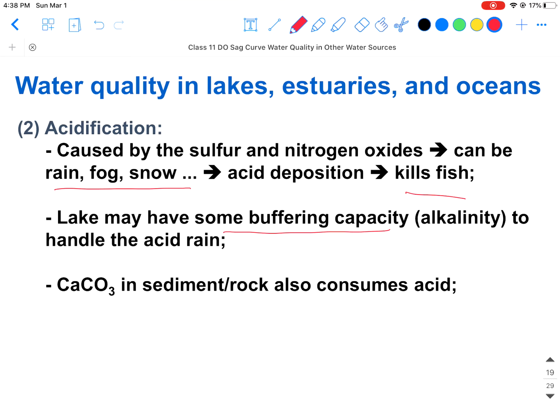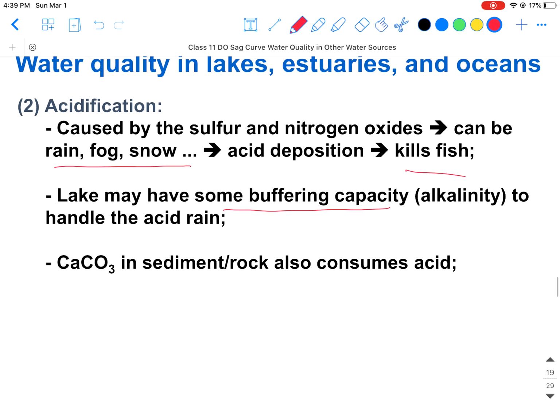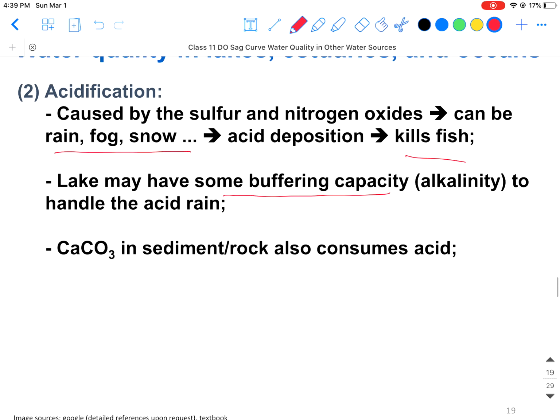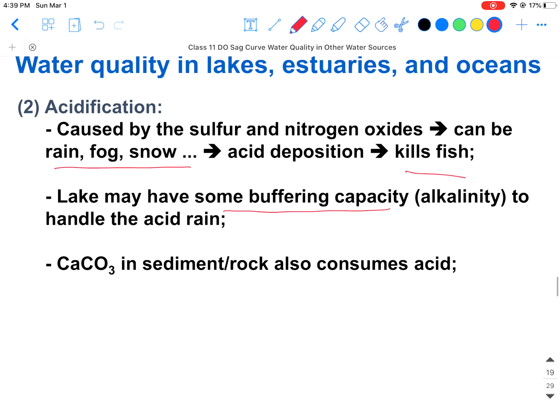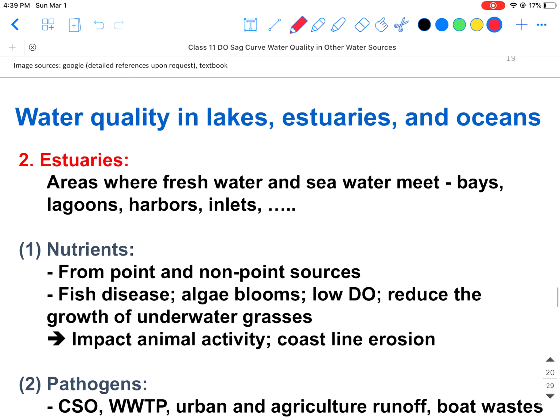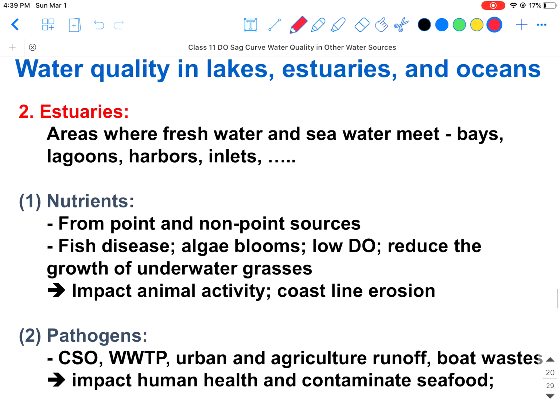And also, we need to know that the calcium carbonate that's coming from a lot of the stones can also consume these acids. So this is further creating some buffering capacity there. And in terms of the estuaries, these are the areas where the freshwater and seawater meet. So it can be bays, lagoons, harbors, and inlets.